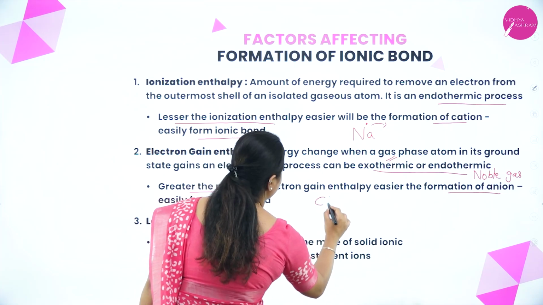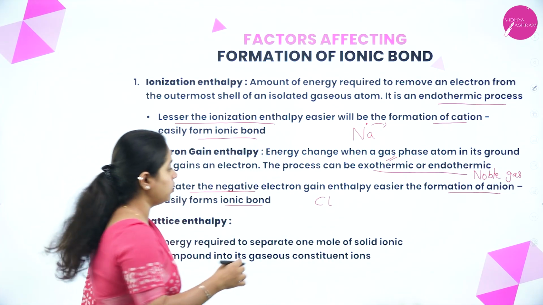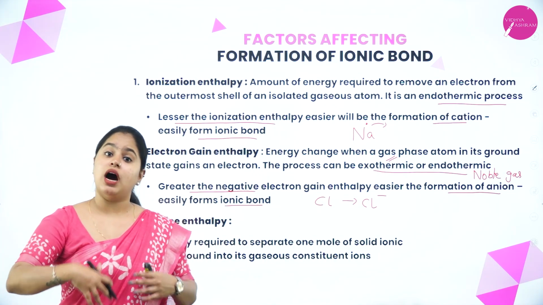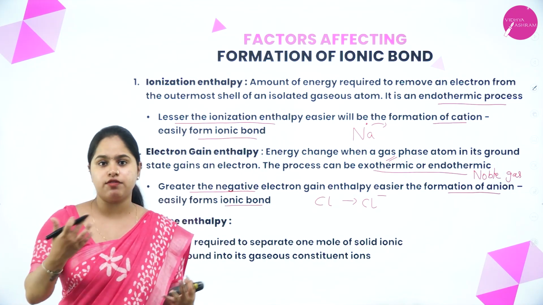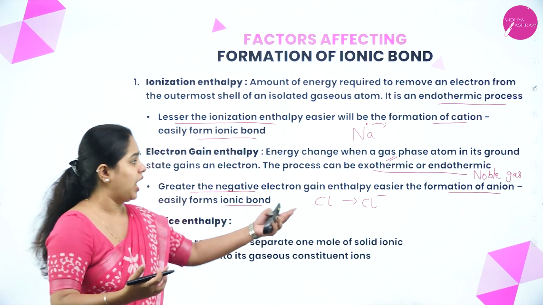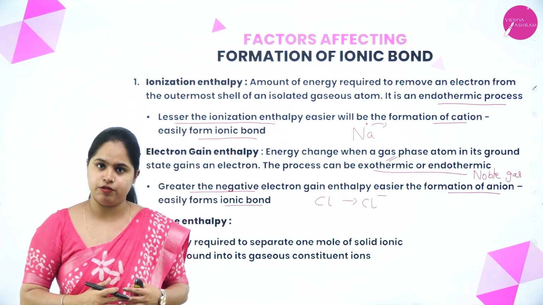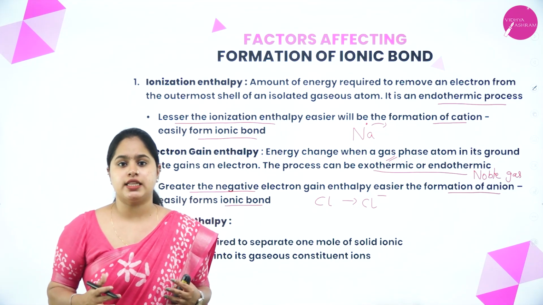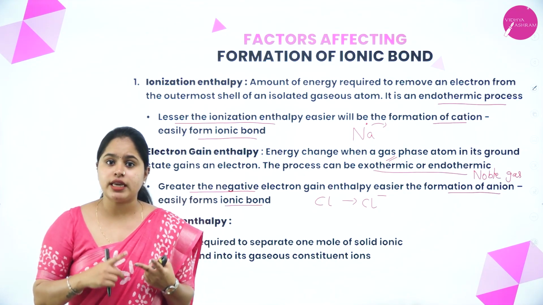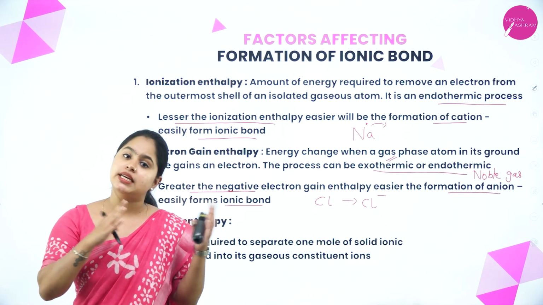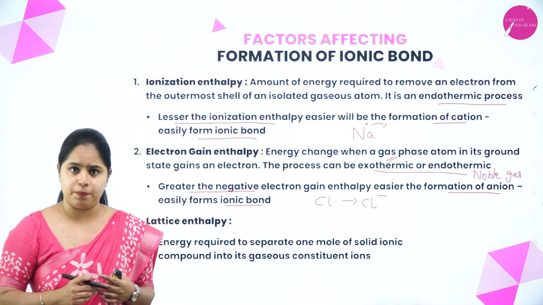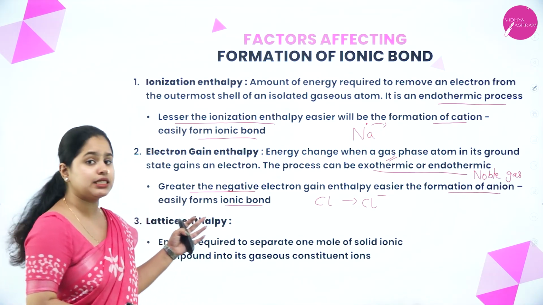So let's take the case of chlorine itself. When chlorine accepts one electron, it becomes Cl minus, an anion. A negative charge means an anion. So a highly negative electron gain enthalpy means Cl is easily converted to Cl minus, and hence the ionic bond will be easily formed. So we can in general say that when the ionization enthalpy is low and the electron gain enthalpy is highly negative, an ionic bond can be easily formed. Clear? Now there is one more factor on which the formation of the ionic bond depends, that is lattice enthalpy.